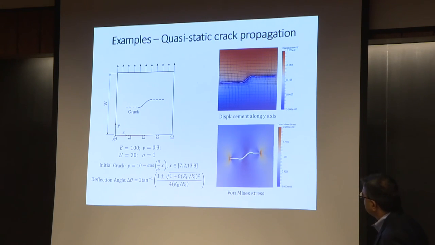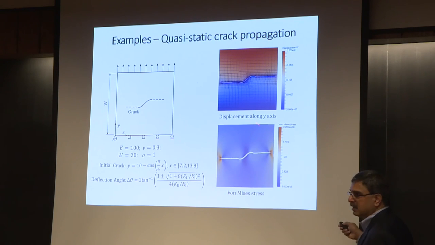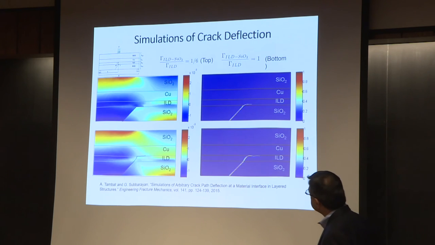So here's an example of a crack. This is the von Mises stress. All simulated, done strictly as a composition of a field associated with the crack with the underlying field, as a composition of the two. And here you can apply that to practical problems of this nature.